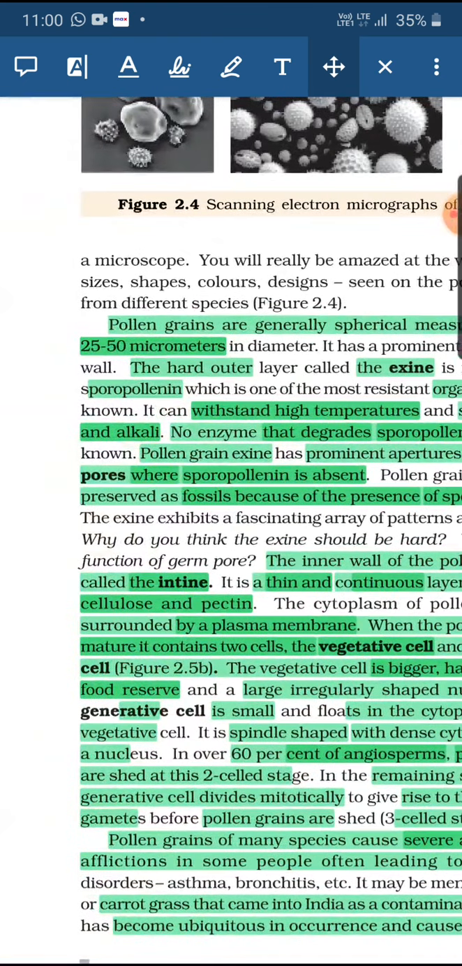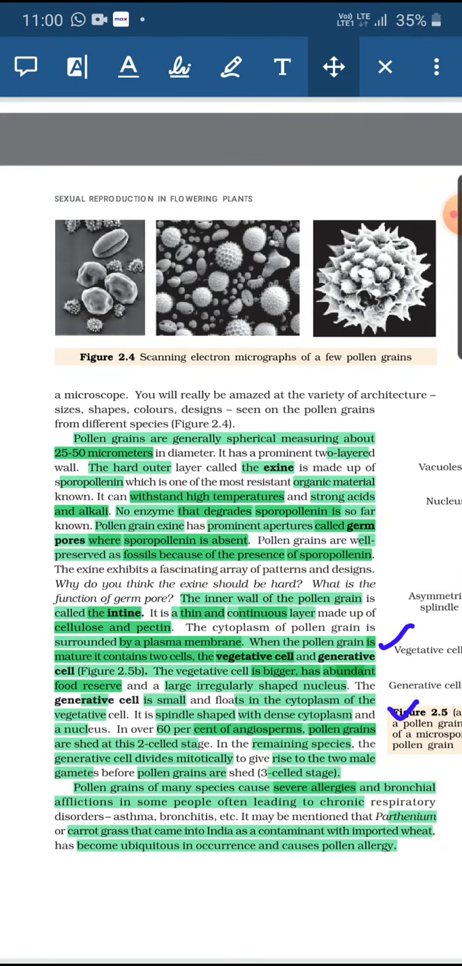Next are some major applications or characteristics related to the pollen grains. Now, pollen grains of many species cause severe allergies and bronchial affections in some people, and this also leads to chronic respiratory disorders like asthma.